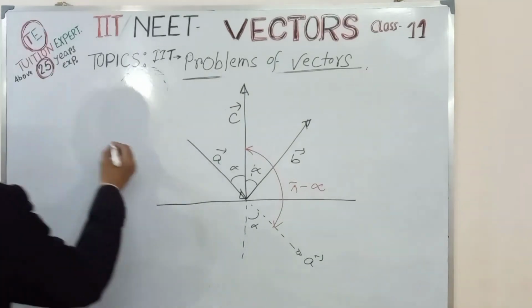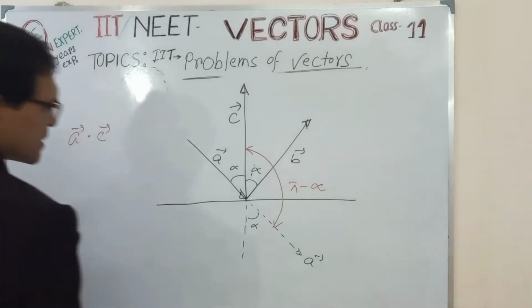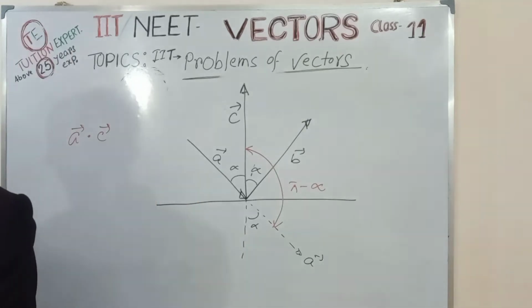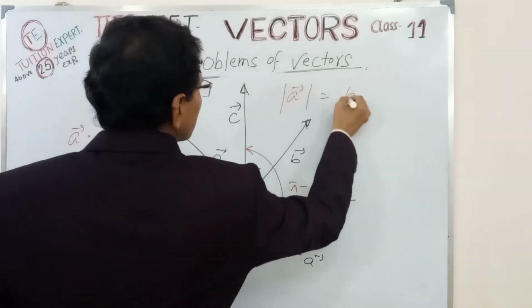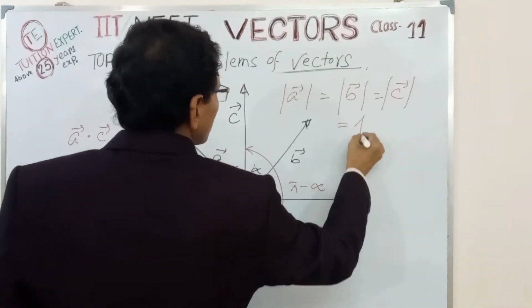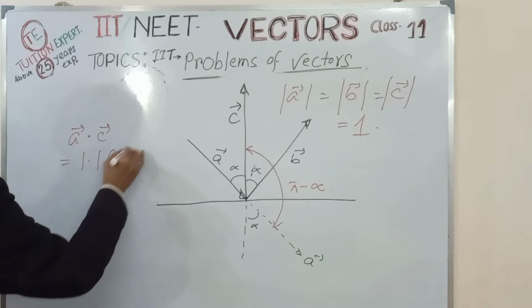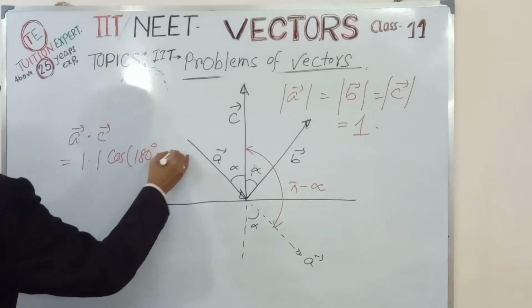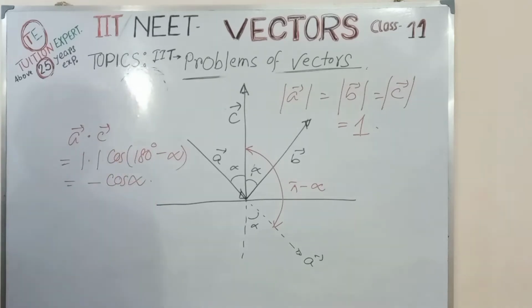So what is A dot C? In the question A dot C is present, so we find it. A, B, C are unit vectors, so the magnitude of both is 1. So A dot C is 1 times 1 times cos(180 minus alpha), which equals minus cos alpha.